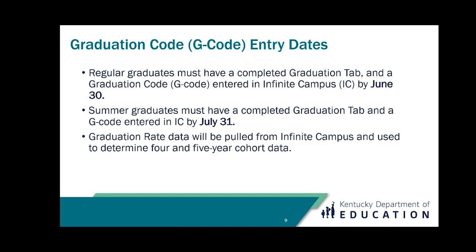A graduation code, also referred to as a G code, has a couple of different entry dates. Regular graduates must have a completed graduation tab and a G code entered in Infinite Campus by June 30. Early graduates are reported with their cohort. Summer graduates must have a completed graduation tab and G code entered in Infinite Campus by July 31st. Graduation rate data will be pulled from Infinite Campus and used to determine the 4- and 5-year cohort data.